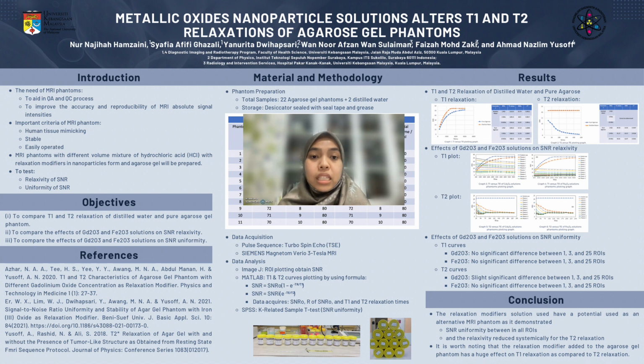In conclusion, the relaxation modifiers used in the study have potential use as MRI phantoms, as they demonstrate good SNR uniformity between all ROIs and the relaxivity reduced for the T2 relaxation, although the T1 relaxation could not be visualized in both types of phantoms as the signal is already saturated. It is worth noting that the relaxation modifier added to the Agarose gel phantom has a huge effect on T1 relaxation as compared to the T2 relaxation.